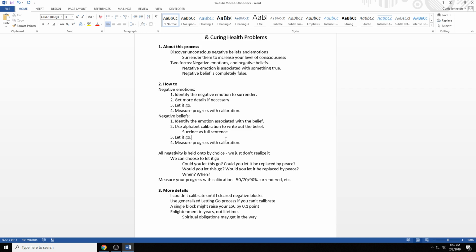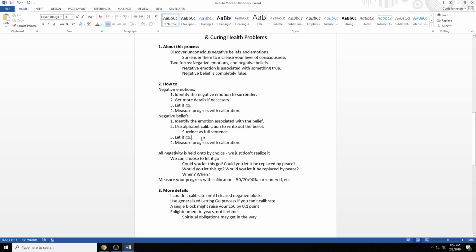And so you'll usually know right off the bat what the words mean if you get succinct words, or if you don't know what they mean, you can ask for the belief in a full sentence. And then you just do the let it go process. I like to ask these questions, but sometimes I don't ask these questions. I just kind of do the process silently in my head.